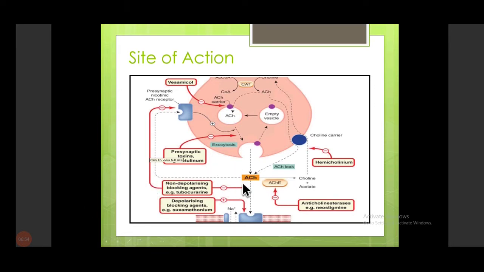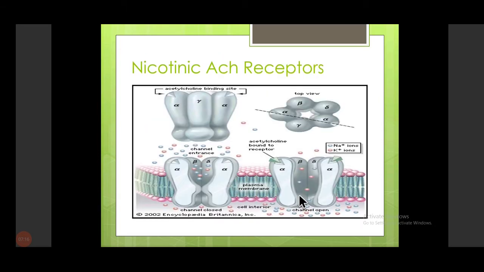Okay. So there are two types of drugs which we would be discussing today: the depolarizing and the non-depolarizing drugs, and how they bring about skeletal muscle relaxation. Just remember the small diagram, and this will facilitate your understanding of the concept.